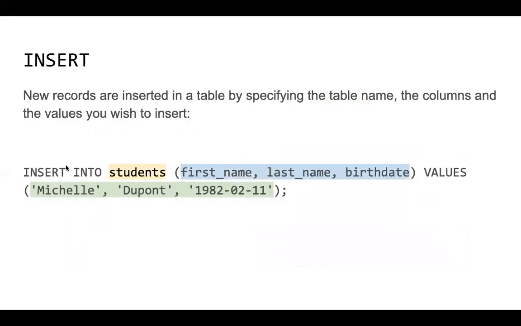All right, inserting. Inserting is how you update your table with new rows. So you have to specify which table you're updating. Insert into students, then the columns you wish to insert: first name, last name, birth date. And then you say values, and then you say which values go into which one of these. So the order matters here. If you want to update the first name, last name, and birth date, you need to keep that order consistent with the values you want to insert.